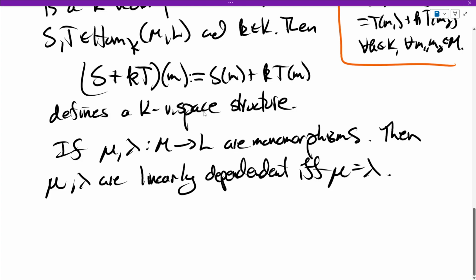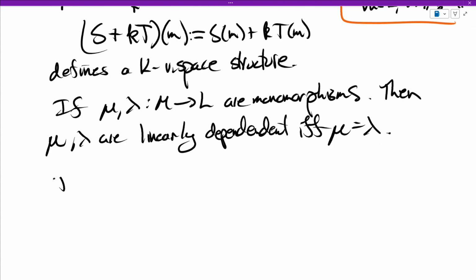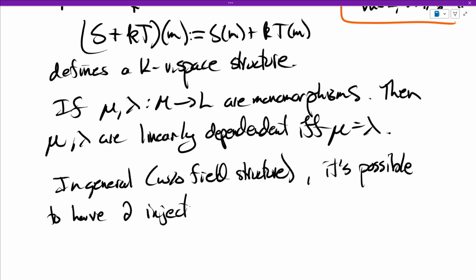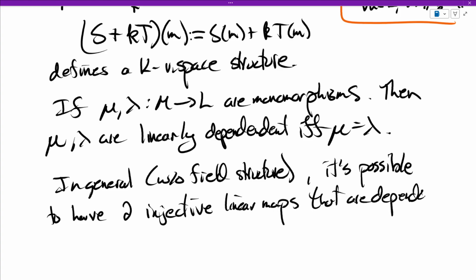Now, this is not true in general. For example, in general, without the field structure, it's possible to have two just injective linear maps that are linearly dependent but not equal. I'll give you an example.